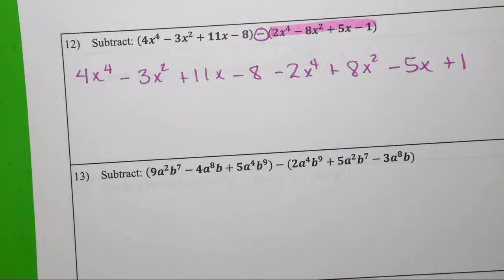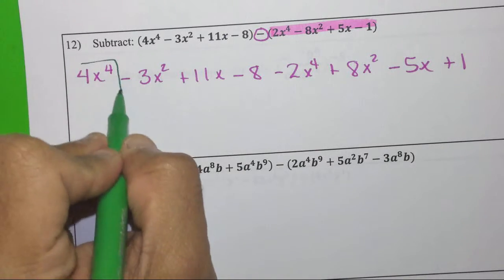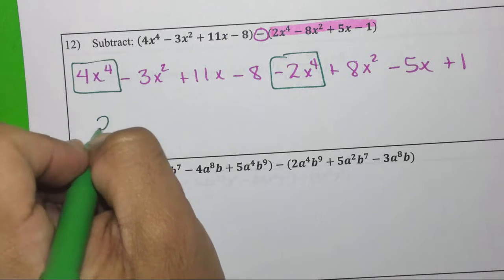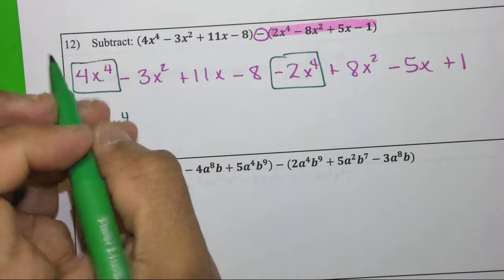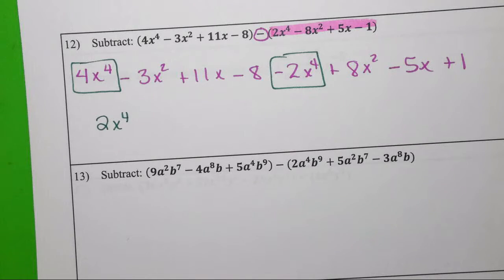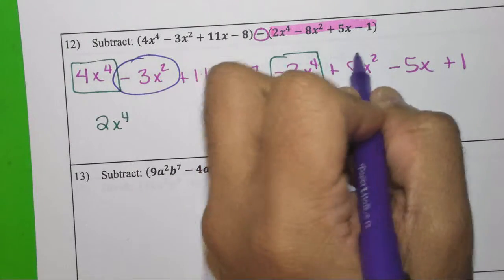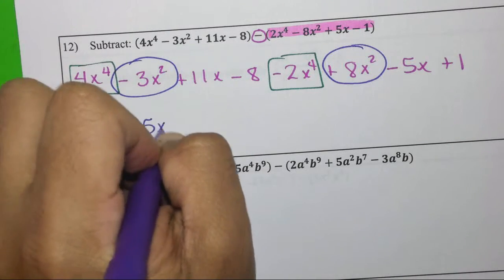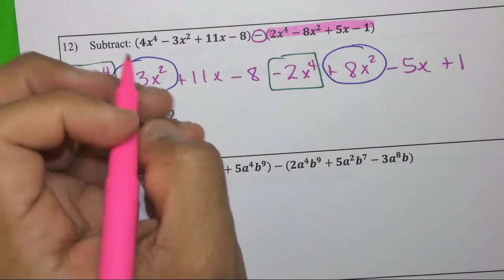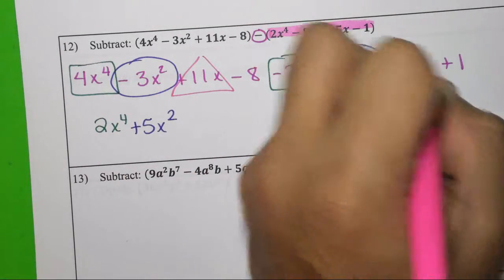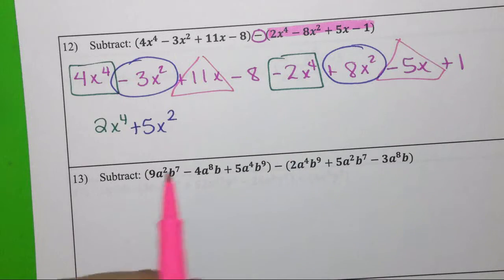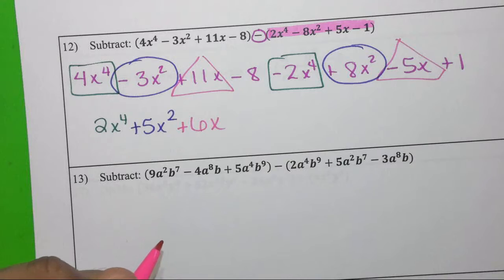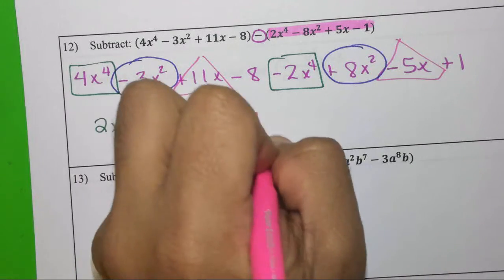So yes, that's true. So let's start off with the fourth power. So I have a 4 minus 2, which is a positive 2, so 2x to the fourth. Second powers, right there, so that's a negative 3 plus 8, which is a positive 5x squared. My x's, so that's 11 minus 5, so that's a positive 6x. And then your two constants add up to be a negative 7.